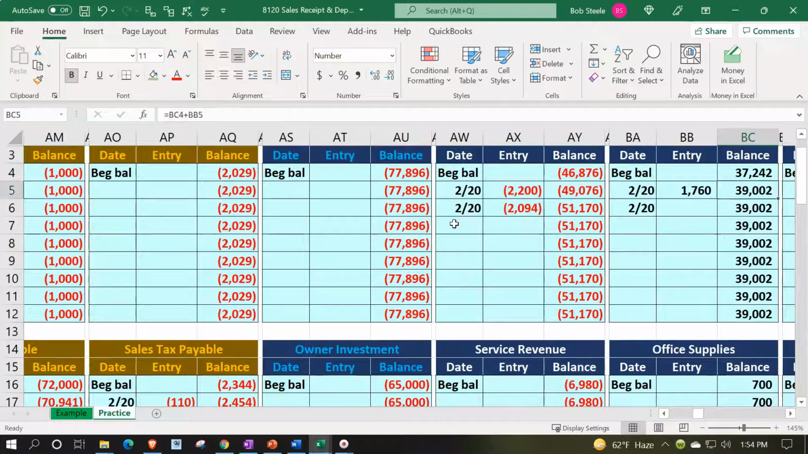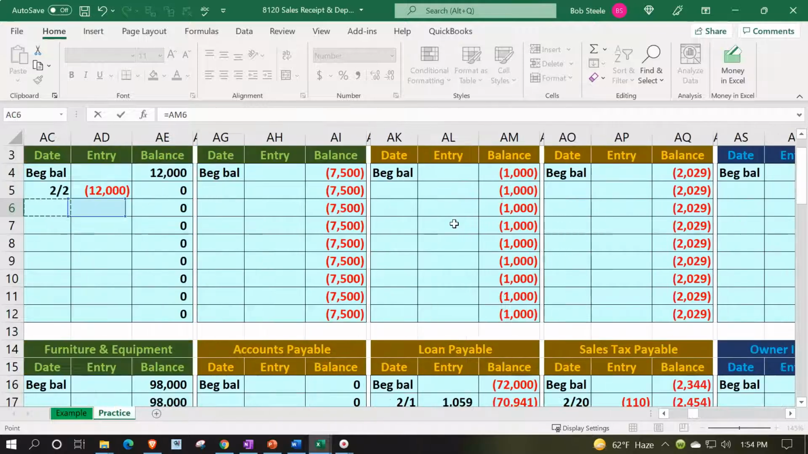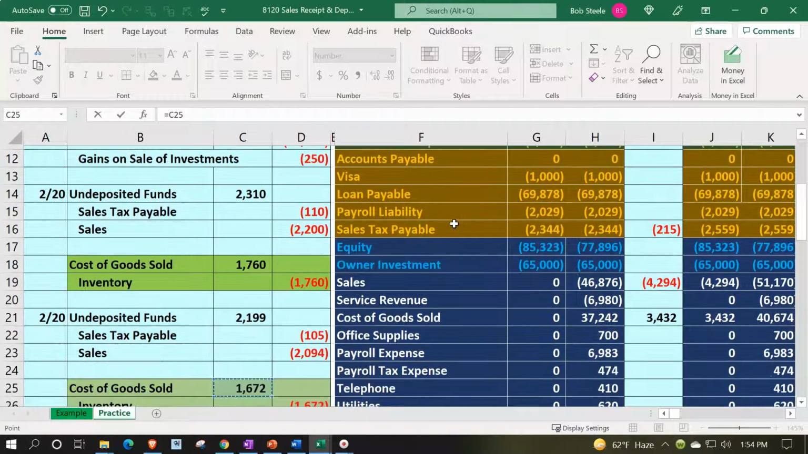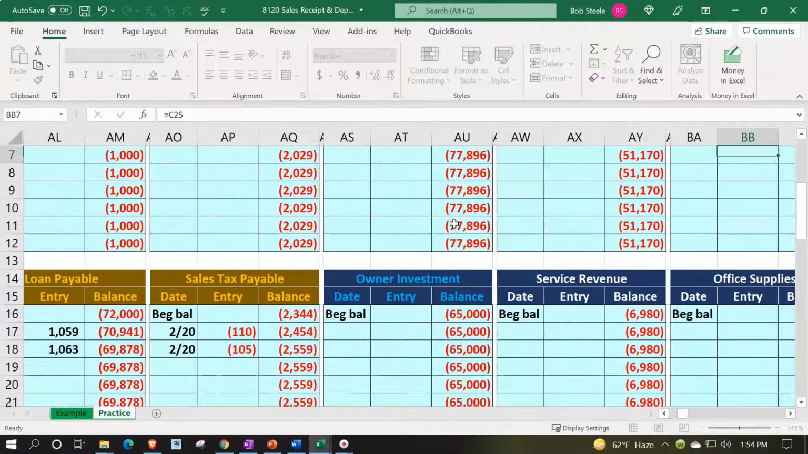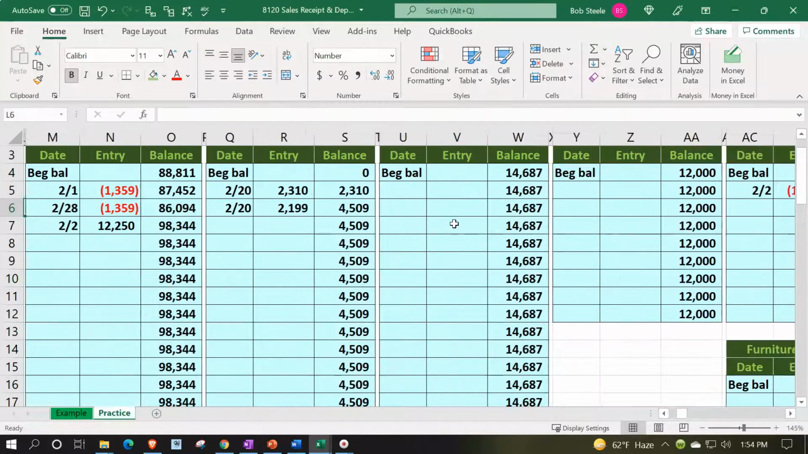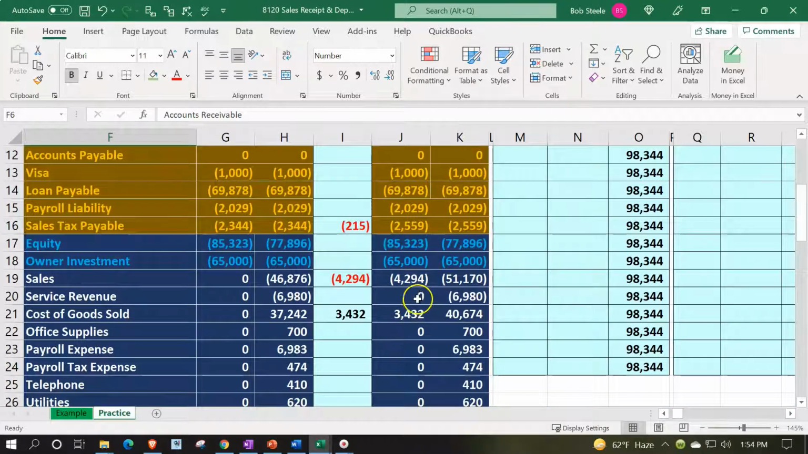And let's do it again. So now we're on BB6 equals left to the wall. Scrolling down to the next one, we're on the lighter green 1672. So there we have it, bringing us up from the 37,242 on the year-to-date numbers to the 40,674. That 40,674 should match what's on the trusty trial balance, which it does on the year-to-date numbers.